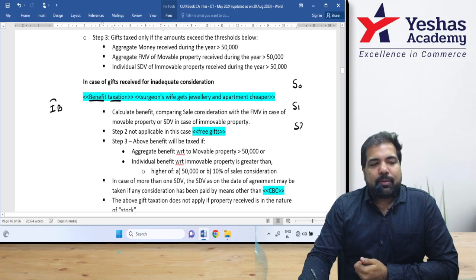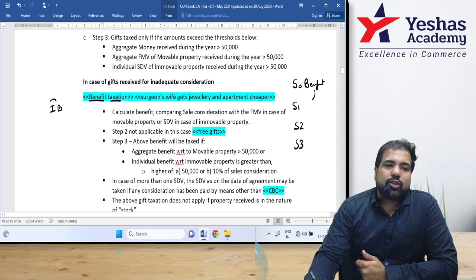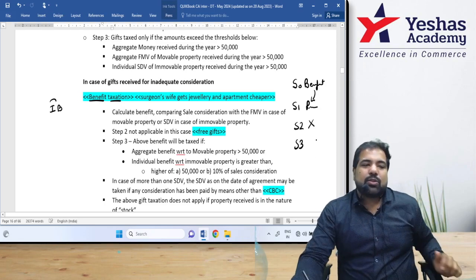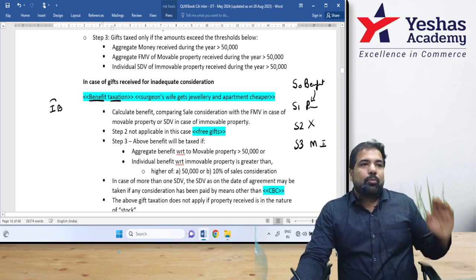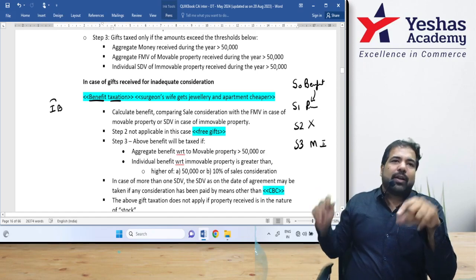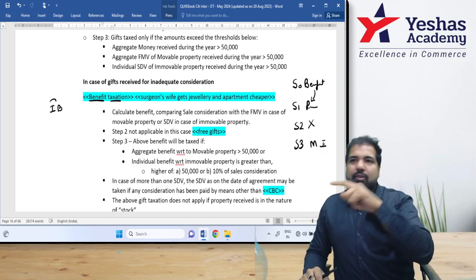We just add one more step here, step 0. Step 1, step 2, and step 3. Step 0 is what, guys? Benefit. Just calculate and keep it ready. Step 1, it should be in relation to property. Step 2 does not apply here. And step 3, guys, it's only movable property if the benefit is more than 50,000. So, guys, are you allowed to bargain for the jewelry piece? Yes, but don't bargain for more than 50,000, otherwise it will be taxed.